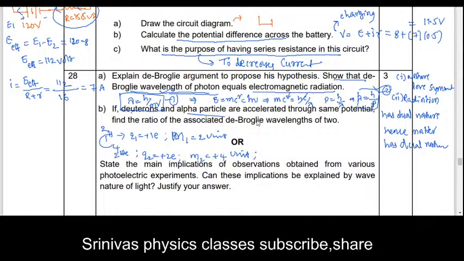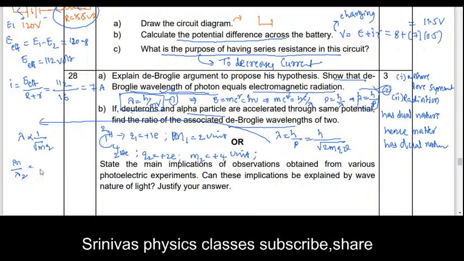What is the question asking? De Broglie wavelength ratio. De Broglie wavelength formula h by p. But in terms of potential, under root, they are accelerated with the same potential. They are asking potential constant in this question. 2mqV we have to use. Potential constant means lambda is inversely proportional to root mq. And lambda1 by lambda2 equal to root m2q2 by m1q1. You simplify the values, you will get the answer, some 2 by 1 or something.